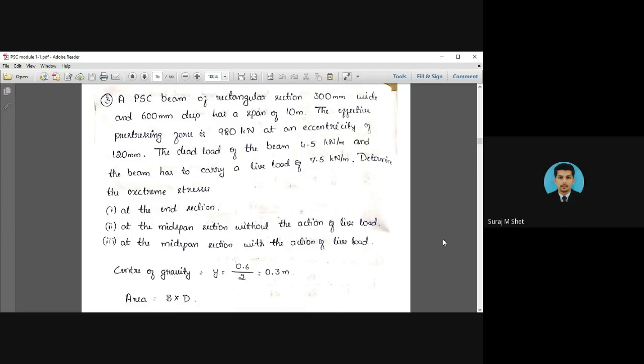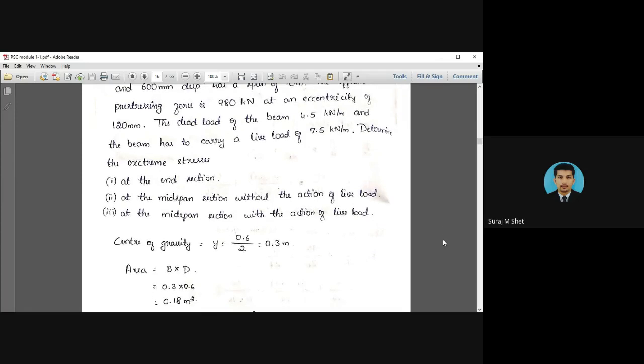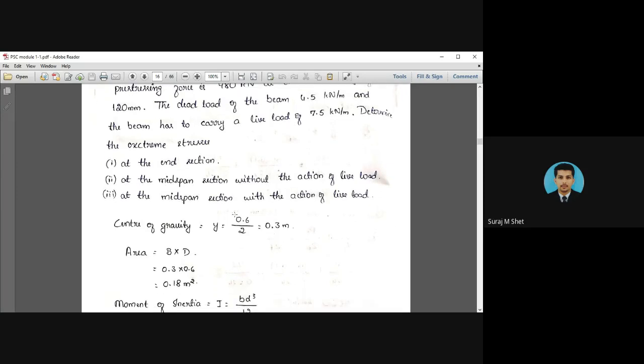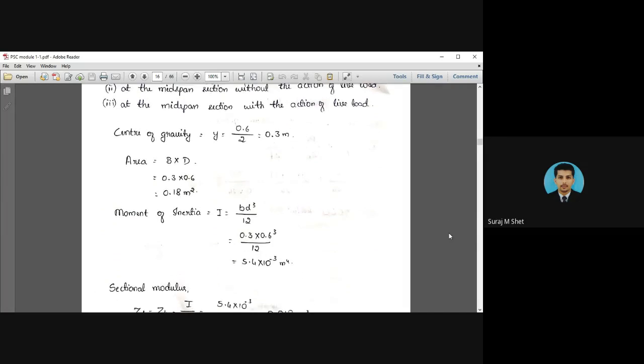So the first step is, you already know the center of gravity, that is Y, the center of the section. Y is equal to depth, 0.6 meter, divided by 2. We'll get the center of gravity, or half the section of the beam. Okay, then what is the area? Area is equal to breadth into depth, 0.3 into 0.6. We'll get the area. After this, the moment of inertia.